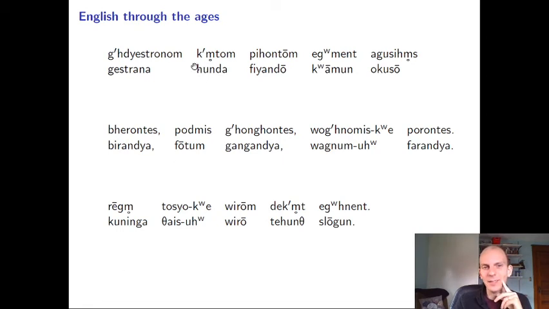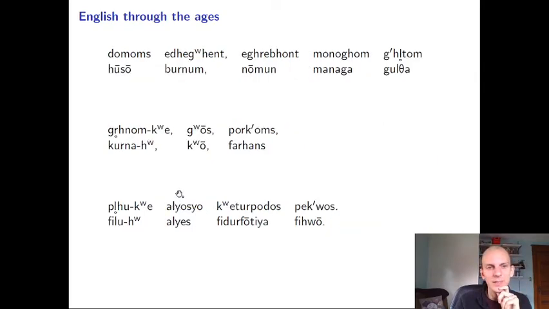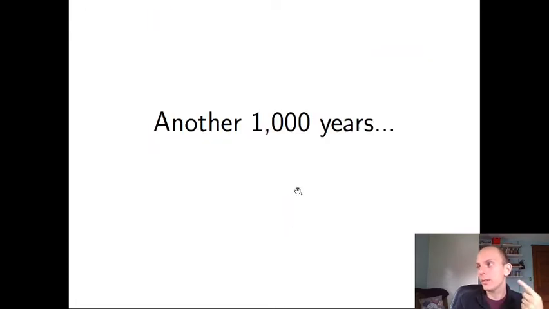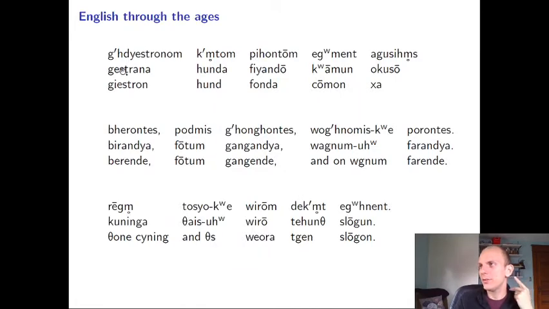Any guesses on things like hunda or kuniga? Think about some of these things. Let's take a look over here. Looking through, nothing's looking particularly familiar. Okay, I'll give you a break. Let's go further forward. Let's go another 1,000 years. Let's get a third line, and we'll see how it changes. Now we've got a third line, 1,000 years later, so 5,000 years after this first line.